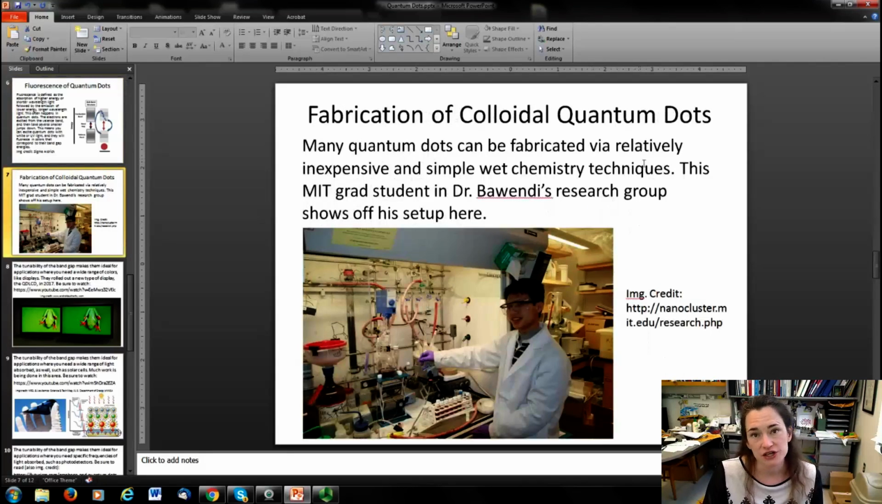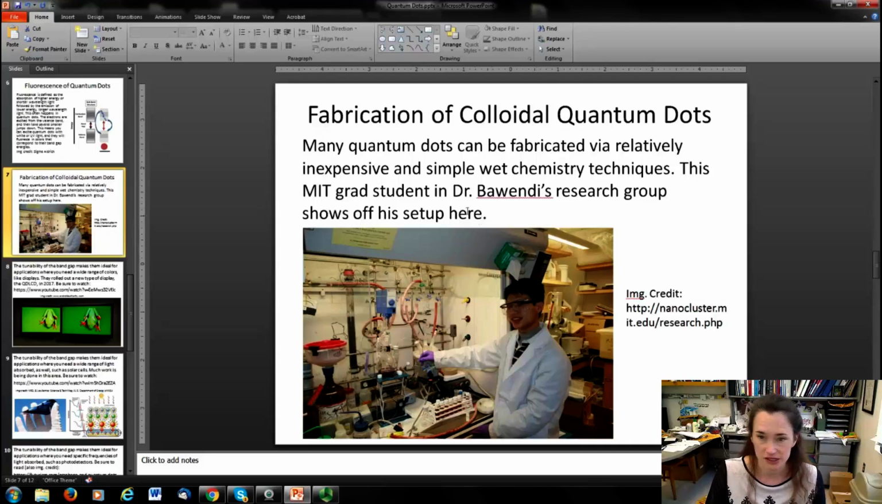Quantum dots are actually relatively easy to make in certain ways and with certain techniques. Of course, you can use more complicated techniques that we'll talk about, like molecular beam epitaxy, that might be more expensive and more work intensive. But you can also manufacture colloidal quantum dots using pretty simple and relatively inexpensive wet chemistry techniques.